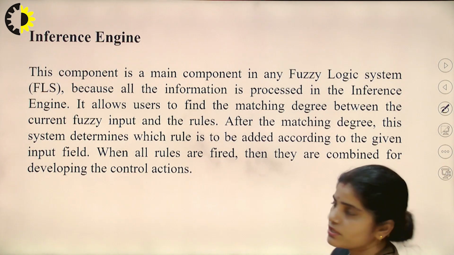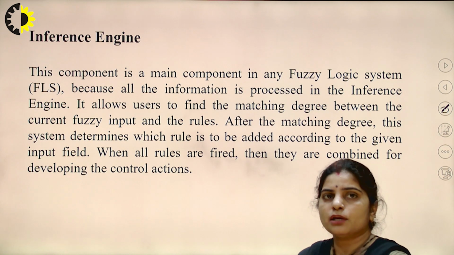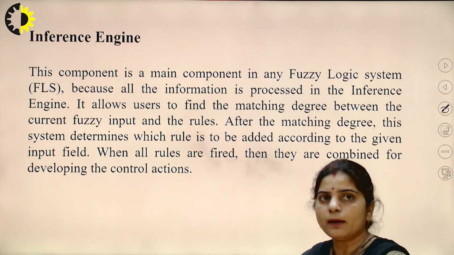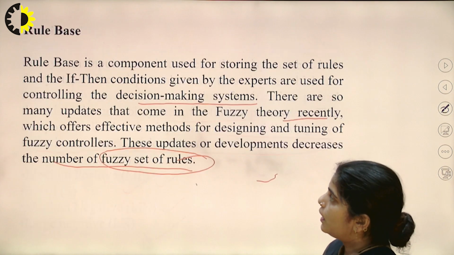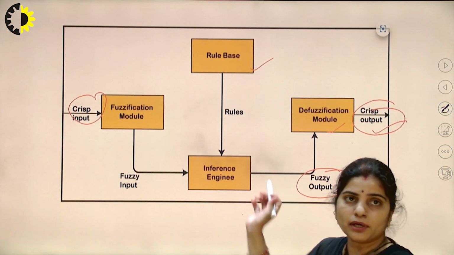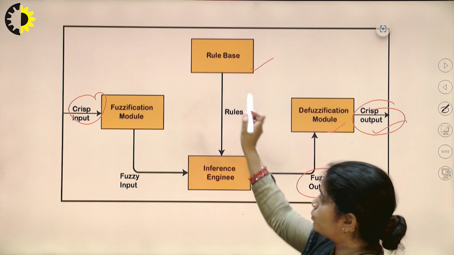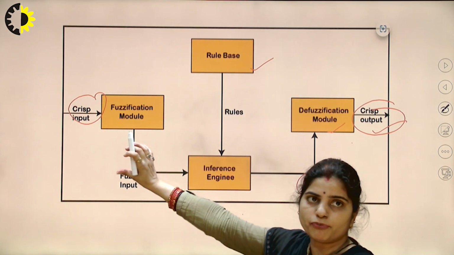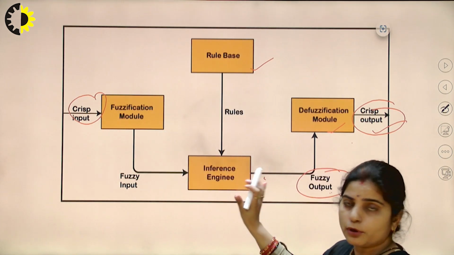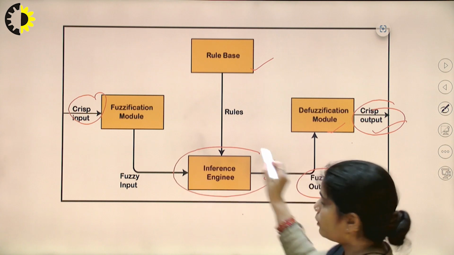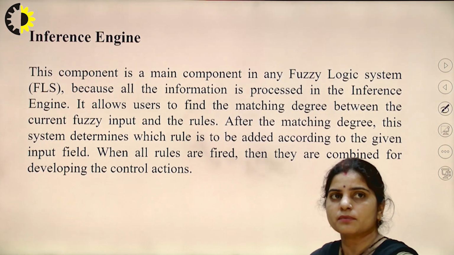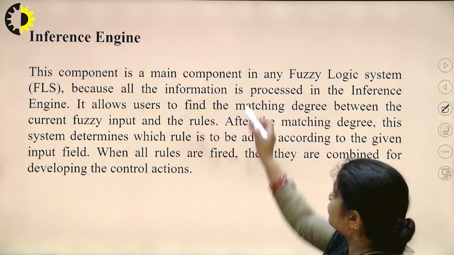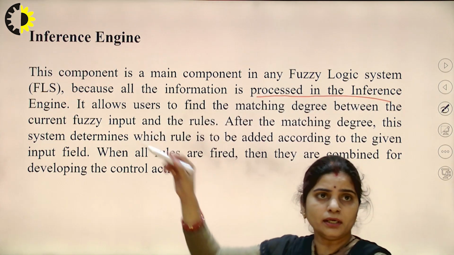Next one is the inference engine. The third component is the inference engine, which is the main component because all the information is passed to the inference engine, as we already saw in that particular diagram. The fuzzy input and rules, all the information on behalf of the input, will be passed to that particular module. So this module plays a very important role, or this is the primary component of the fuzzy logic system here, because all the information is processed in that particular inference engine.